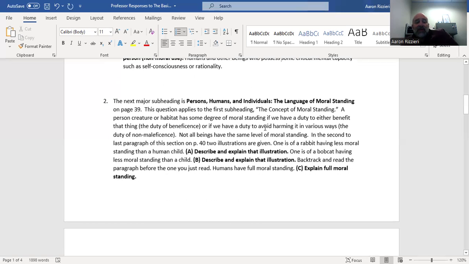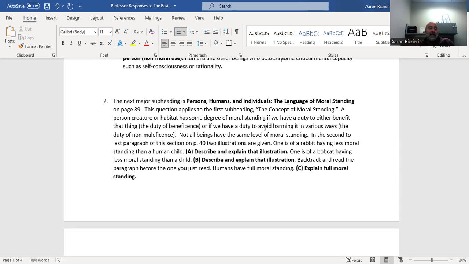Okay, so the next major subheading is persons, humans, and individuals, the language of moral standing, on page 39. This question applies to the first subheading, the concept of moral standing. A person, creature, or habitat has some degree of moral standing if we have a duty to either benefit that thing, known as a duty of beneficence, or if we have a duty to avoid harming it in various ways, and those are duties of non-maleficence. And again, a helpful repeat: not all beings have the same level of moral standing.